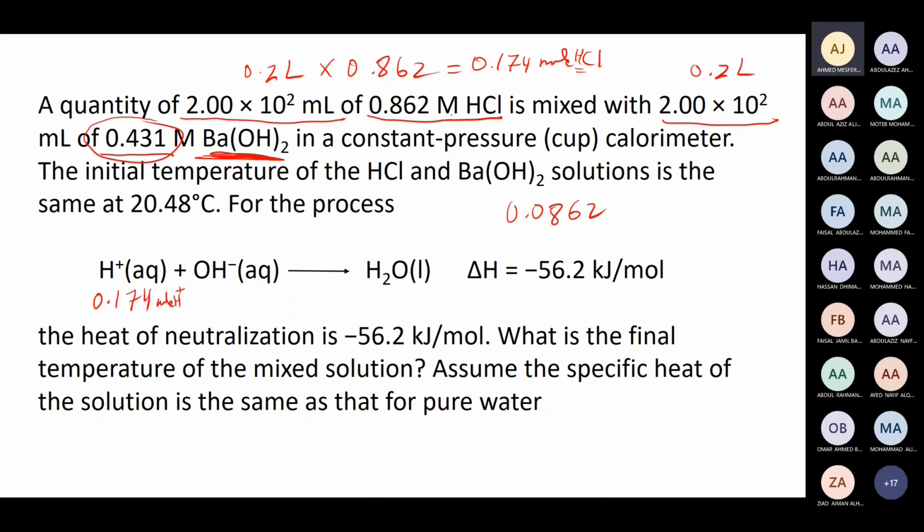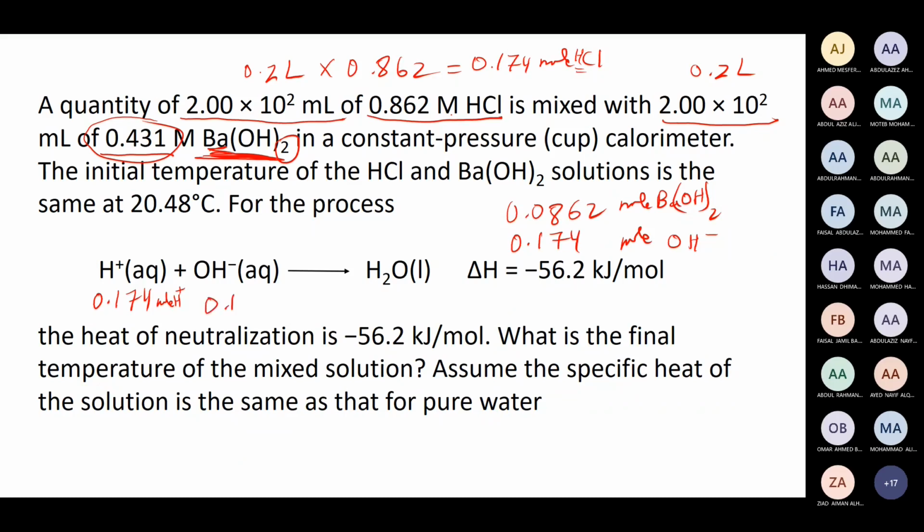Now, this is mole Ba(OH)2. What's the mole of OH minus only? Divided by 2? No, multiplied by 2. Each mole of this one will give you 2 moles OH minus. So you multiply it by 2. And what's the answer? Clear?